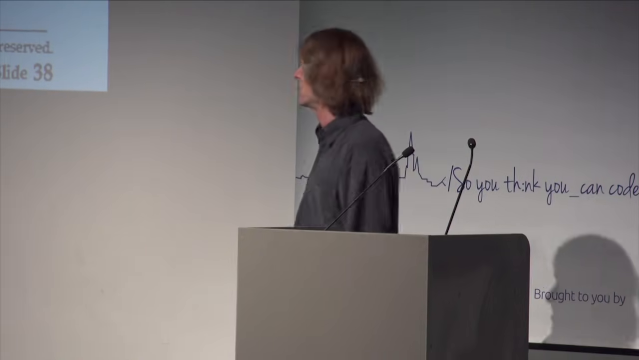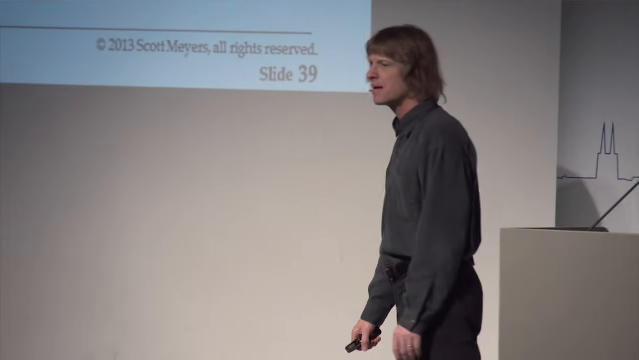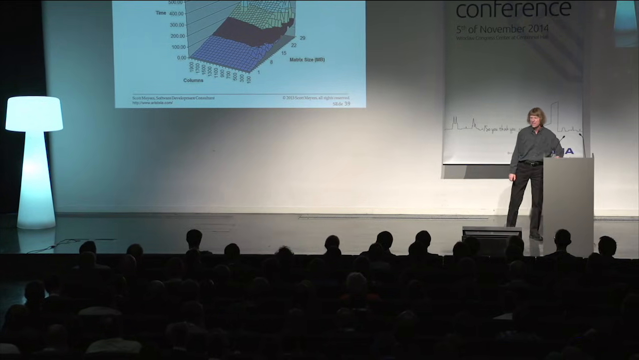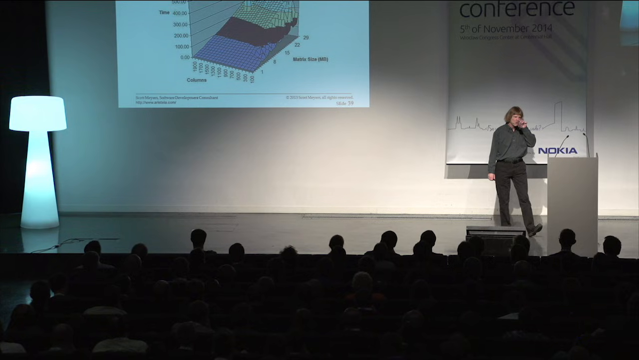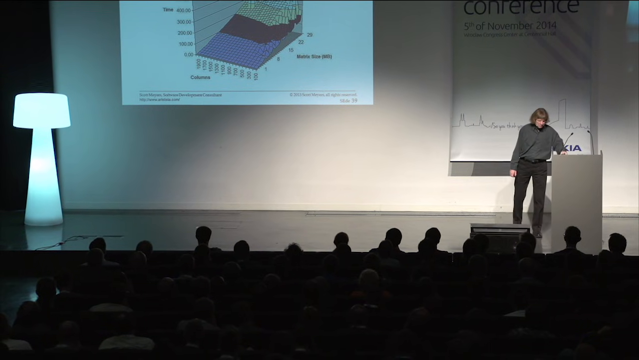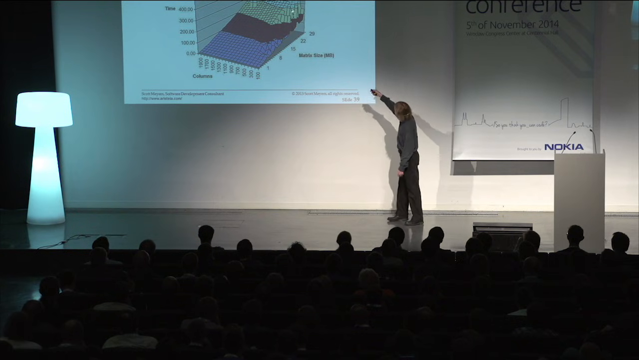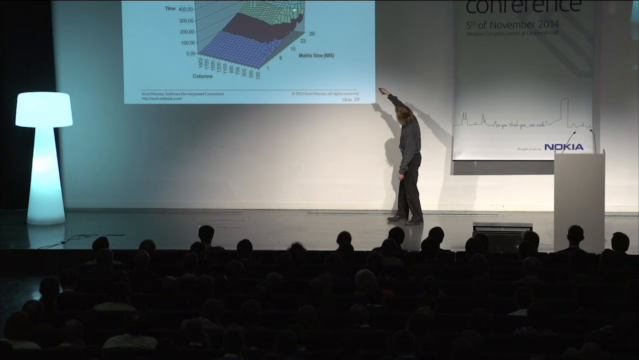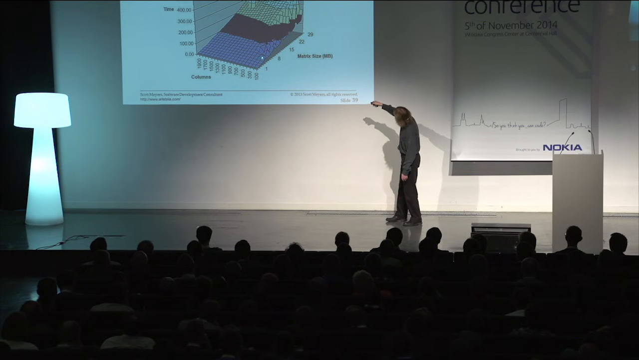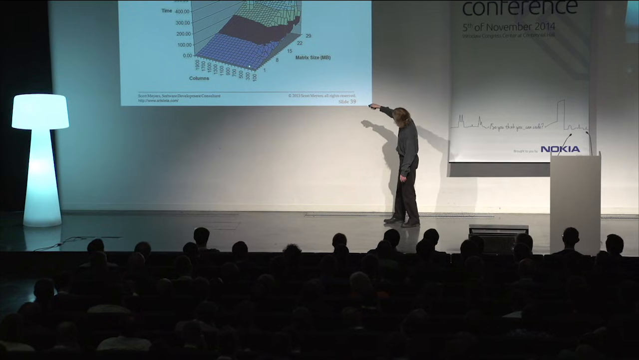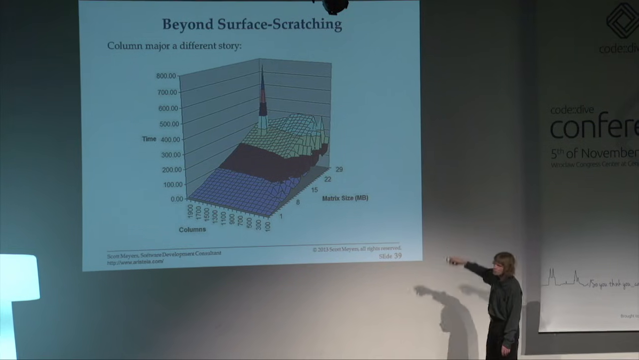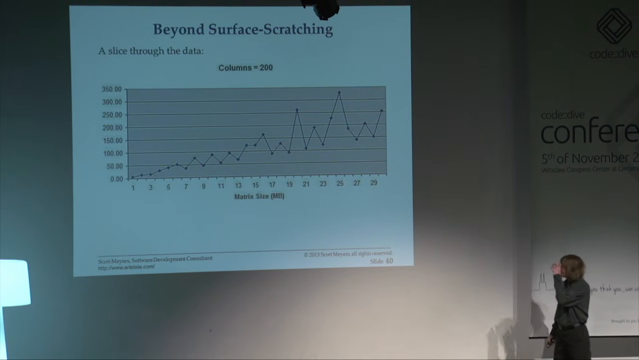It matches our expectations. So this is the same data for a column major traversal. And I know what you're all looking at, but that's not what I'm going to talk about. Because what's more interesting, frankly, is what's going on right in here. I mean, this is sort of planar over here, but this is kind of wacky. So what I'm going to do is take a slice through this data where the number of columns is equal to 200. And it looks like this.